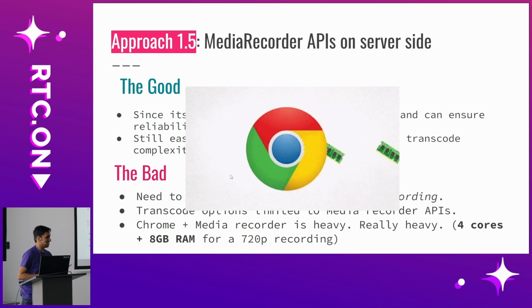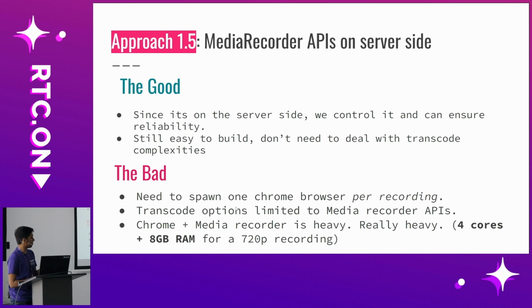The bad part is this: Chrome takes a lot of RAM. By our readings, even to do a 720p recording with the MediaRecorder API, you need at least 4 cores and 8 GB of RAM per recording. So if you had 1,000 recordings running on your service, it would be 4,000 cores, which is a lot. That's one bad thing. And one thing I missed is that the transcode options are limited. We'll also talk about how to solve that.